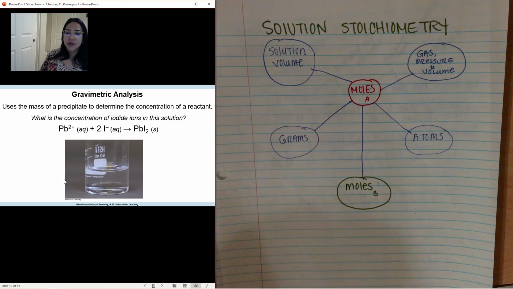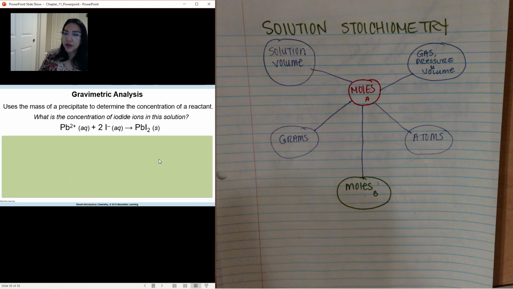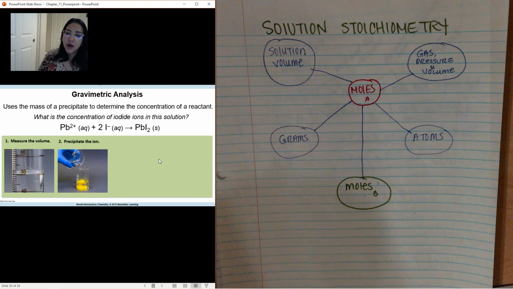So in this case, there is lead plus iodine, and this is the ionic equation, as you can see, the net ionic, because it creates lead iodide solid in here. So there might be some solid somewhere in there. I don't know. So how do we figure it out? Okay, using a gravimetric analysis.